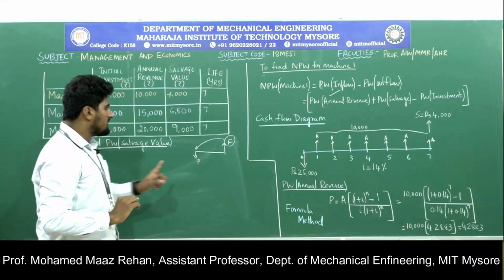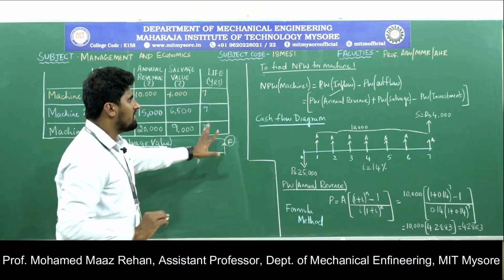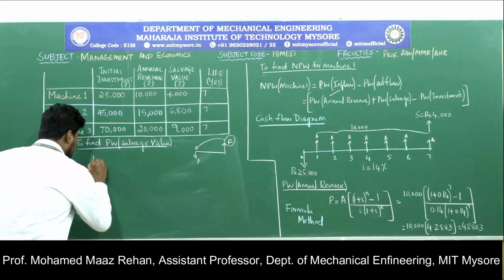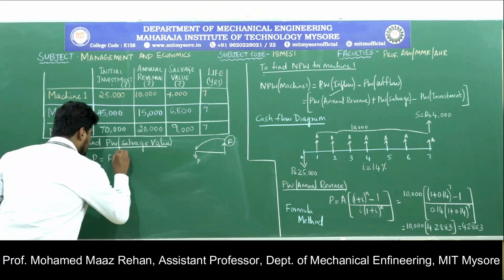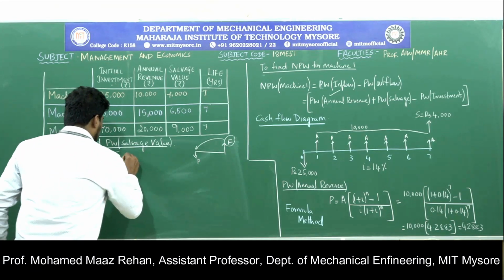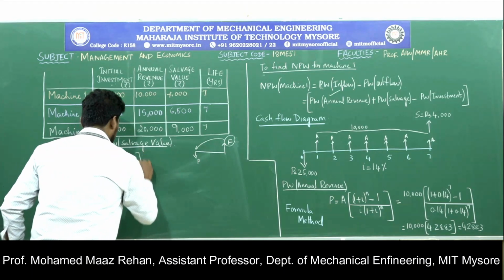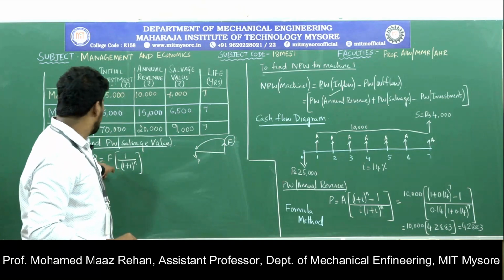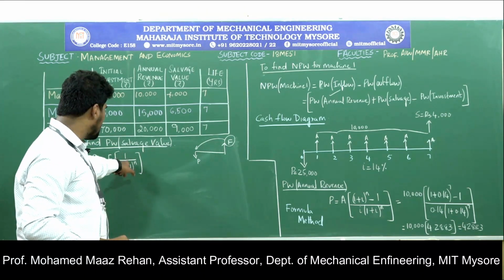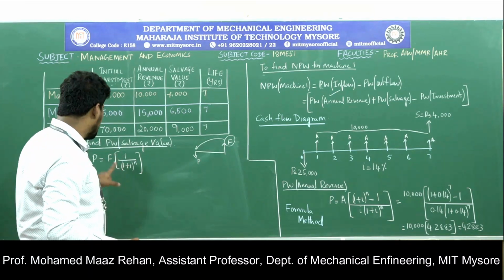Okay, so we know the relationship between P and F. What is the relationship between P and F? P is nothing but F into 1 divided by 1 plus I whole to the power of n. This is the relationship between P and F, right? P equals F into 1 divided by 1 plus I whole to the power of n.